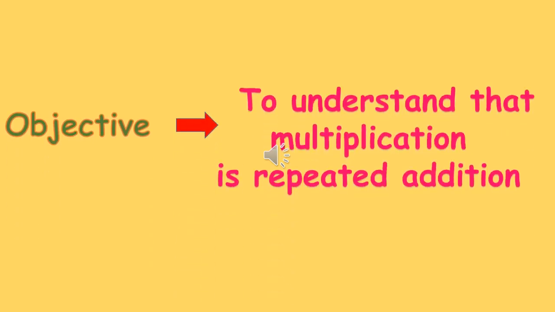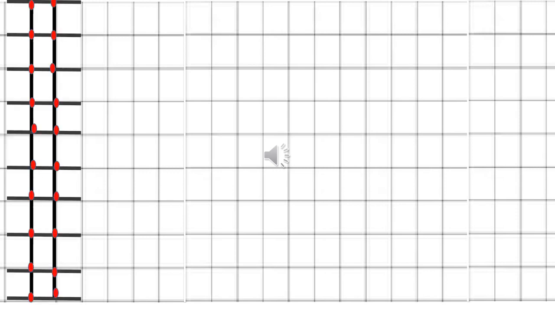Our objective is to understand that multiplication is repeated addition. We will draw two vertical lines across the vertical lines of the grid. Now we will mark the meeting points of the horizontal lines and the vertical lines.